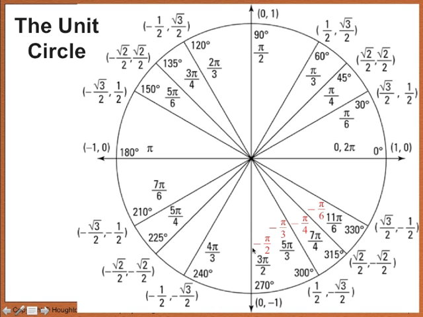The reason I have these angles in red here: negative pi over 2 is the same as 3 pi over 2. It's just that you're proceeding clockwise from the positive x-axis rather than counterclockwise. Negative pi over 3, same thing. Negative pi over 4, equivalent of 7 pi over 4. Negative pi over 6, equivalent of 11 pi over 6.